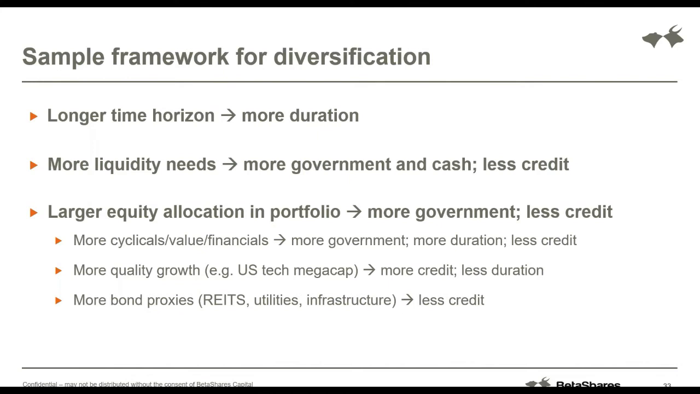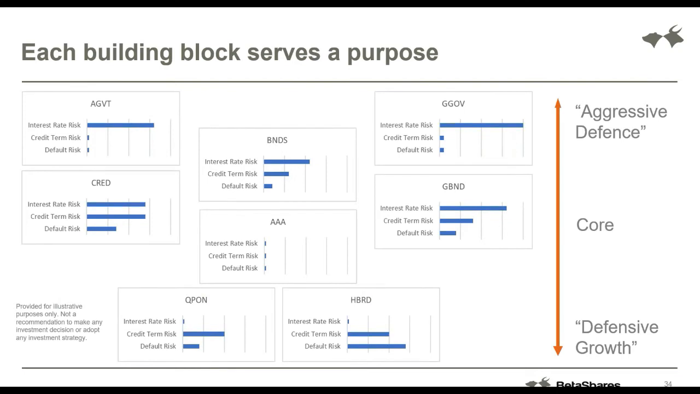These are just some examples of how you can implement duration and credit building blocks to achieve better overall portfolio outcomes. And what we've tried to do is have each building block serve a purpose. So we want our government bonds to be quite aggressive in their ability to diversify, for example. And we also want our credit building blocks to have enough credit spread duration, so they don't behave completely like cash. But if you want cash, we have the best product on the market in AAA.